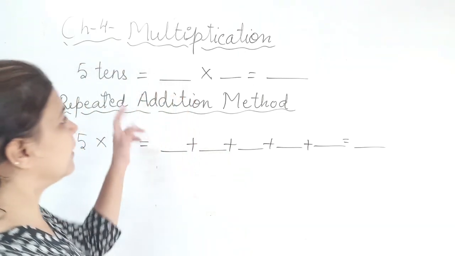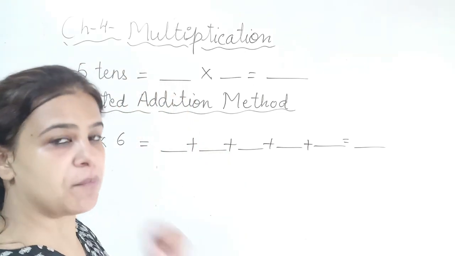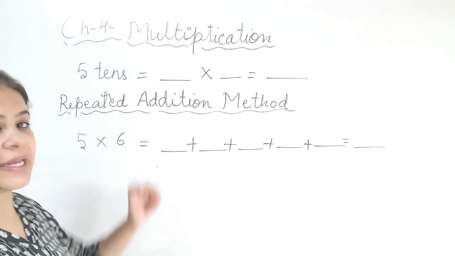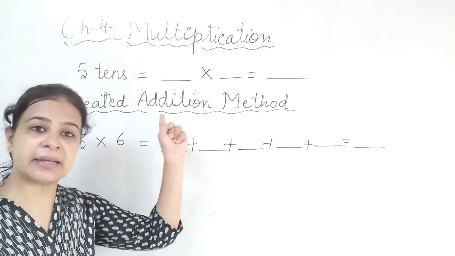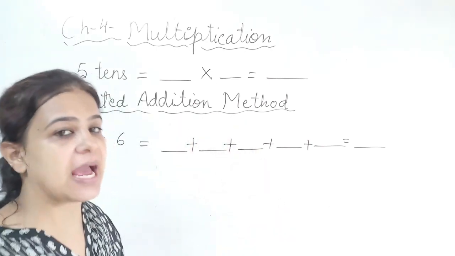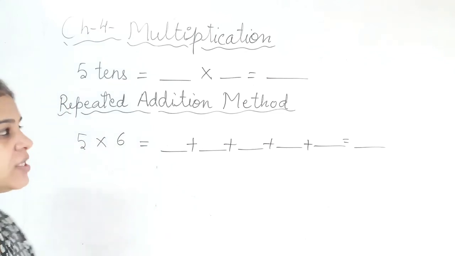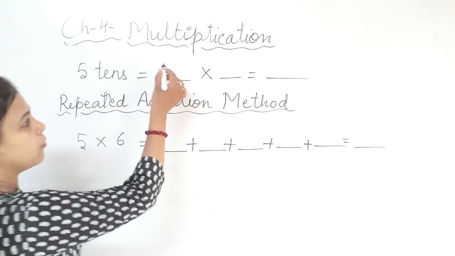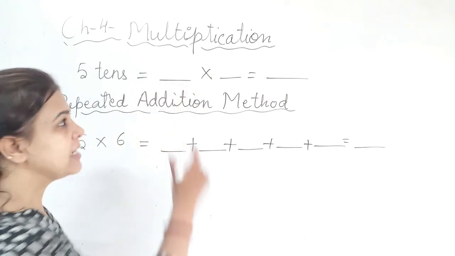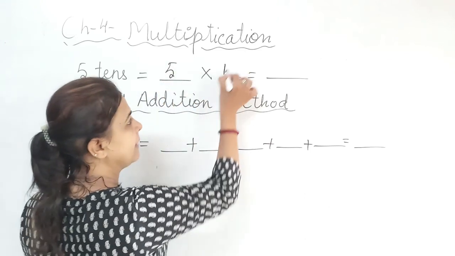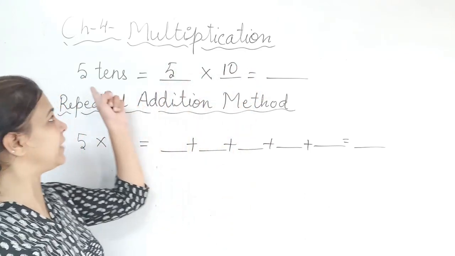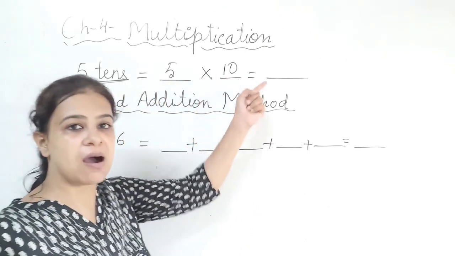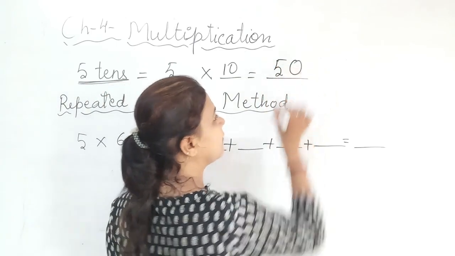Okay, now children, before doing question number 3 in your maths time book, I just wanted to explain one thing more: multiplication as repeated addition method and multiplication sentence. As you all know how to write a multiplication sentence, it is simple. It is given 5 tens. How will I write it in the multiplication sentence? I will write 5 multiplied by 10 means 5 tens. This is called 5 tens, and I will write like this: 5 tens are 50.